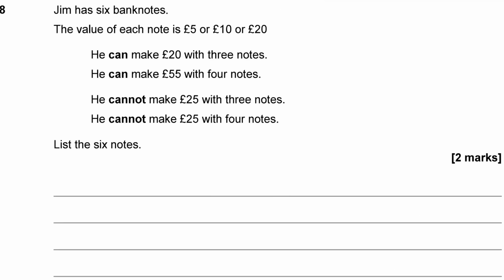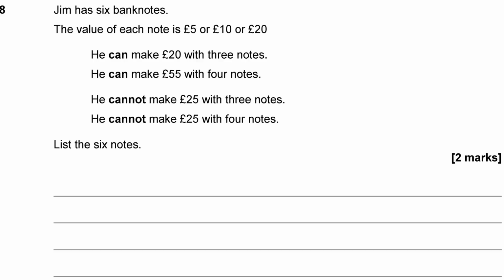Question 8. Jim has 6 banknotes. The value of each note is £5 or £10 or £20. He can make £20 with 3 notes. He can make £55 with 4 notes. He cannot make £25 with 3 notes. He cannot make £25 with 4 notes. List the 6 notes. Okay, so he can make £20 with 3 notes.